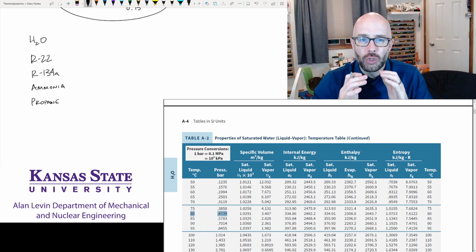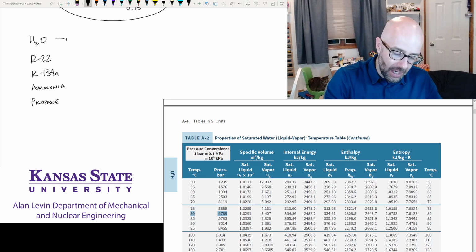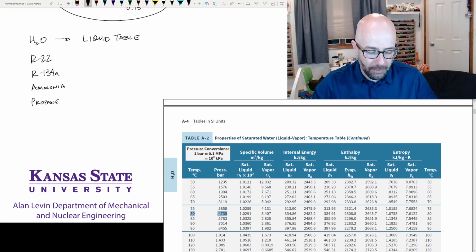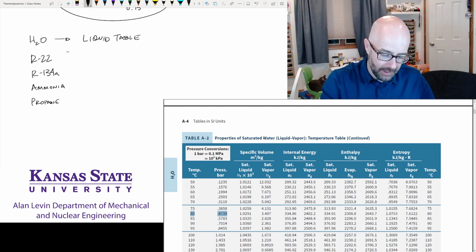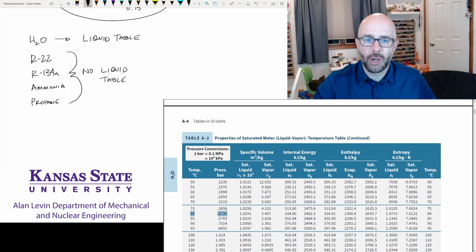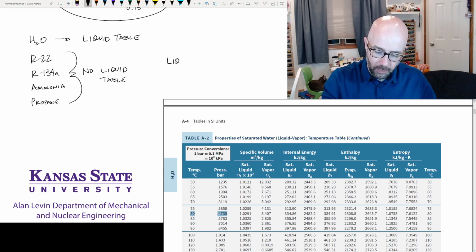But there's one important difference in that H2O has a liquid table. R22, R134A, ammonia, and propane have saturation tables. They have superheated vapor tables, but there's no liquid table here. So what do we do if you don't have a liquid table? How do we find the property if we find that the state is a liquid? Well, we do something called the liquid approximation.